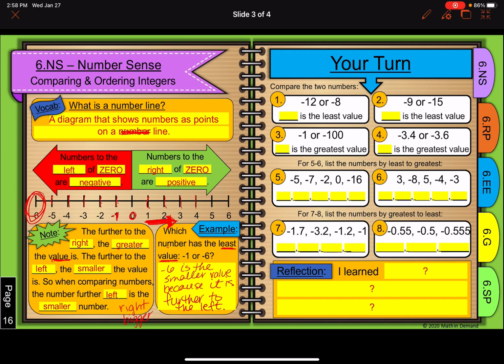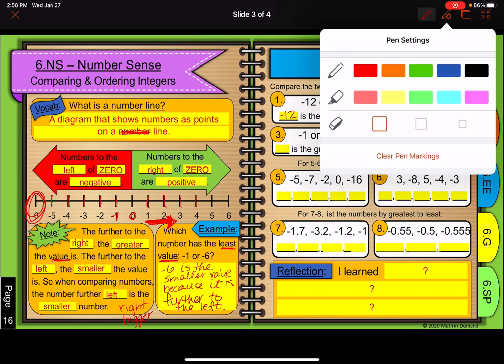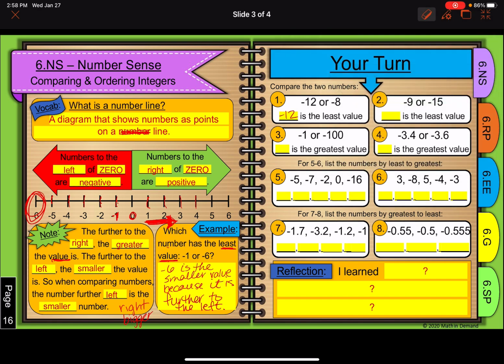So let's try this one. -12 or -8, which one has the least value? All right, well, if I start at 0 and I'm in the negative world, I'm going to have to work my way this way. So 1, 2, 3, and those are all negatives. So I'm going to get to -8, but I'm going to have to keep going left to get to -12. So -12 is going to be my lesser value.